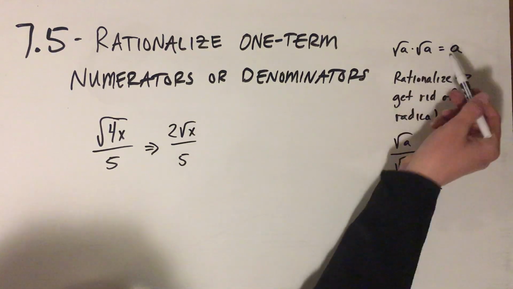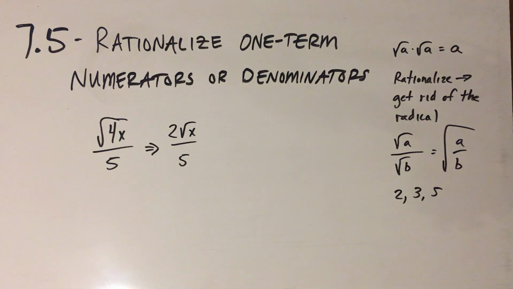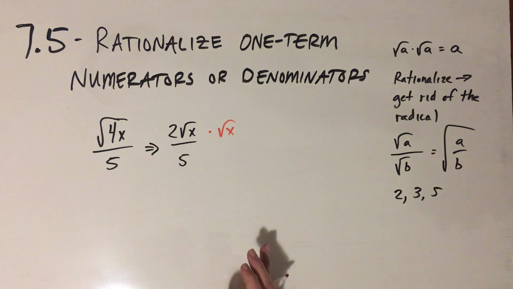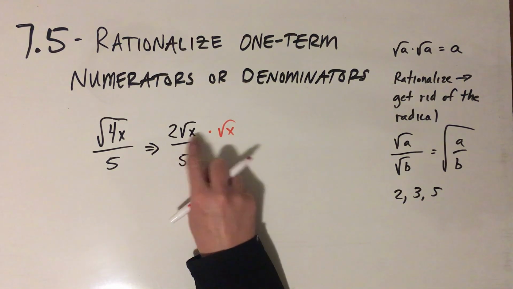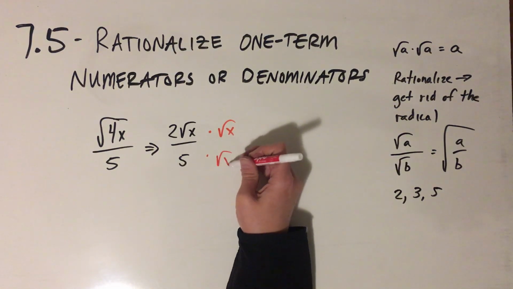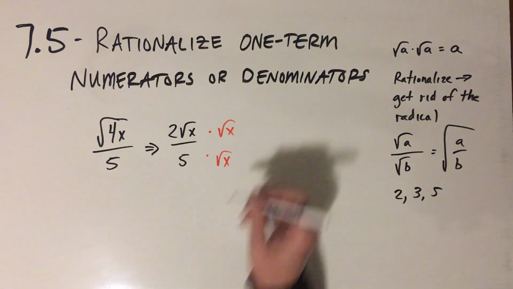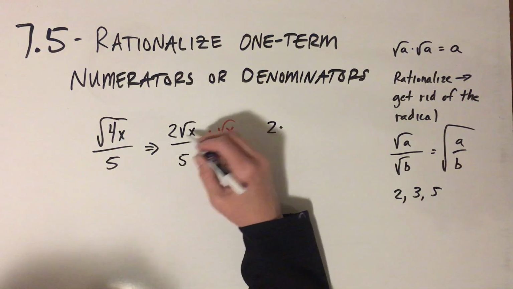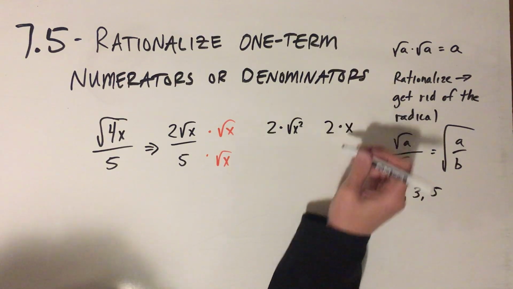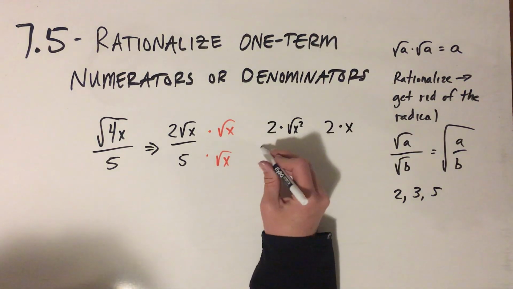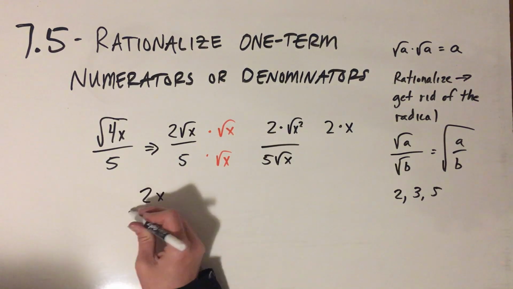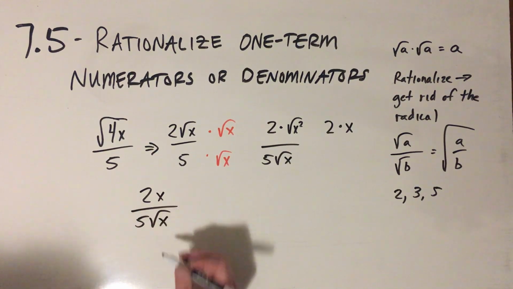So if I have this radical, I'm going to multiply it by itself, only the square root of x. I don't need to multiply it by this 2. I'm not trying to get rid of the constant, I'm only trying to get rid of the radical. So if I multiply the top by the square root of x, then I have to multiply the bottom by the square root of x. That will leave me on top 2 times the square root of x squared, or 2 times x. On the bottom, I will have 5 times the square root of x, which is fine. So I will end up having 2x over 5 square roots of x.